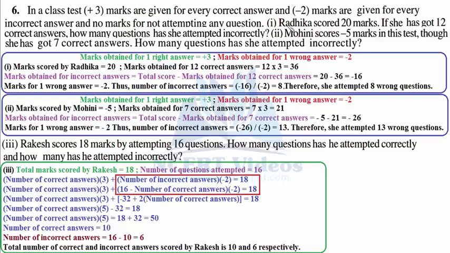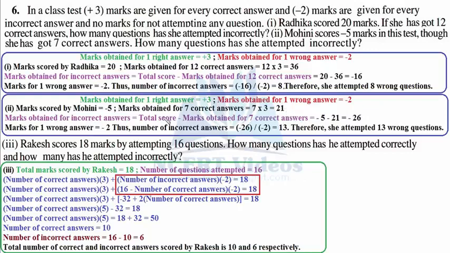Now, Mohini scores minus 5 marks in this test. Now, she has got 7 correct answers. How many questions did she attempt incorrectly? Now here, the same thing, because it is the same test, they both are in the same class. The marks scored by Mohini is minus 5. It is given to us. Now marks obtained for 7 correct answers, because we know she got 7 correct answers: 7 threes are 21, because one question gives her 3 marks, so 7 will give her 21 marks.